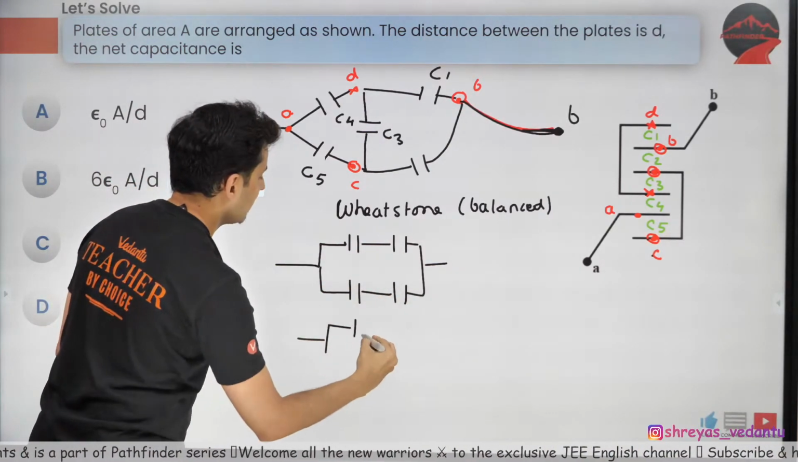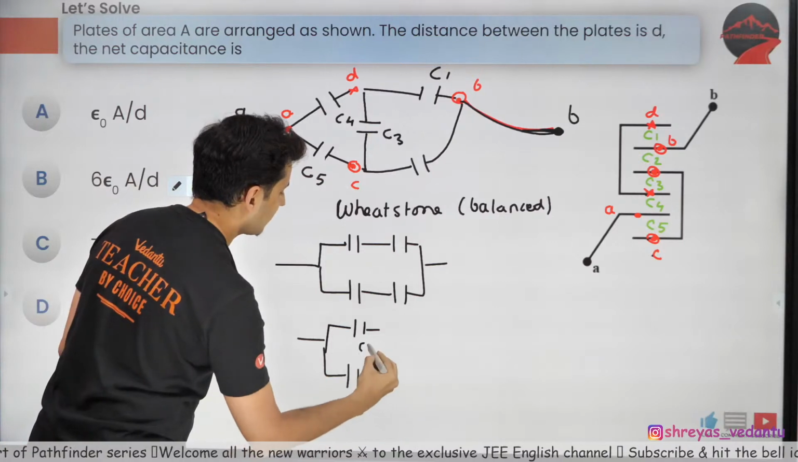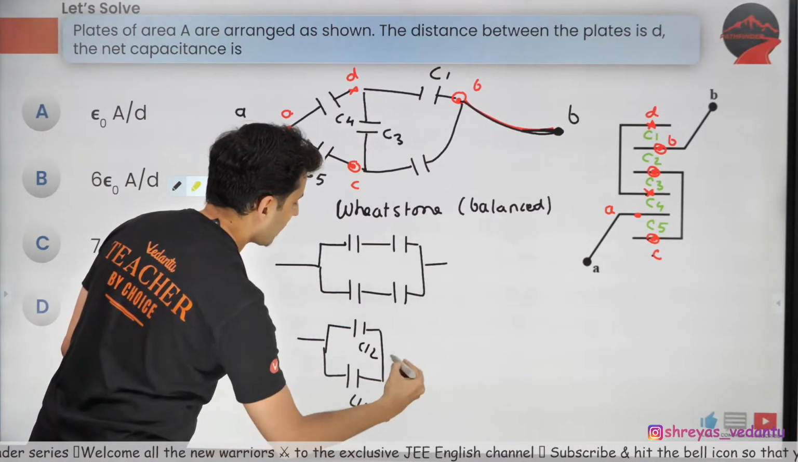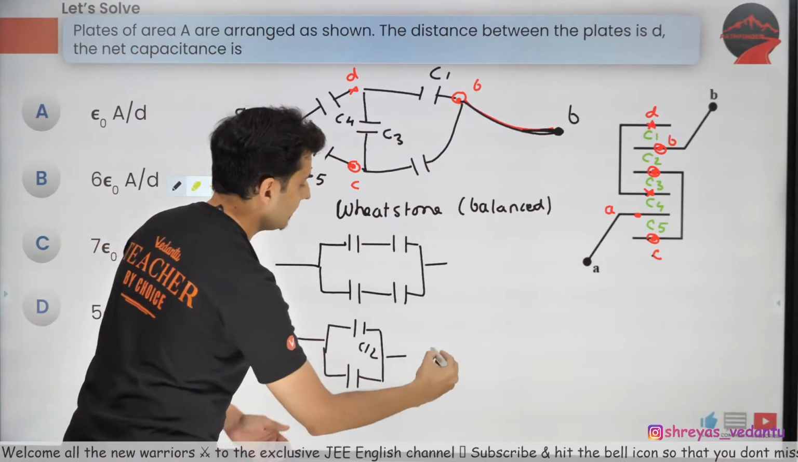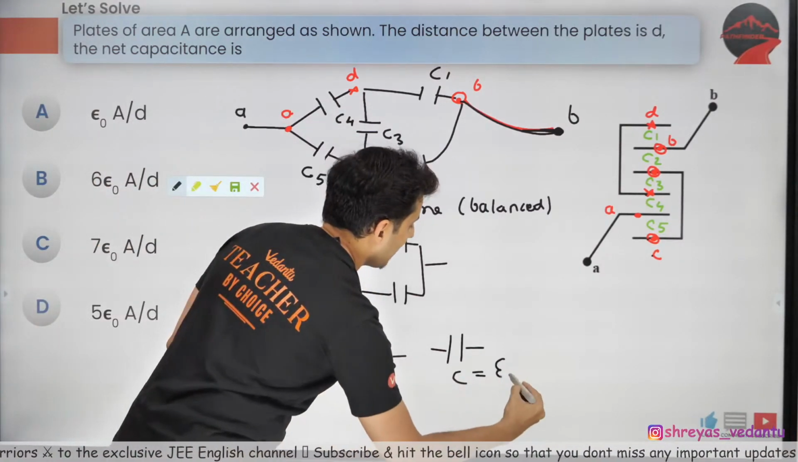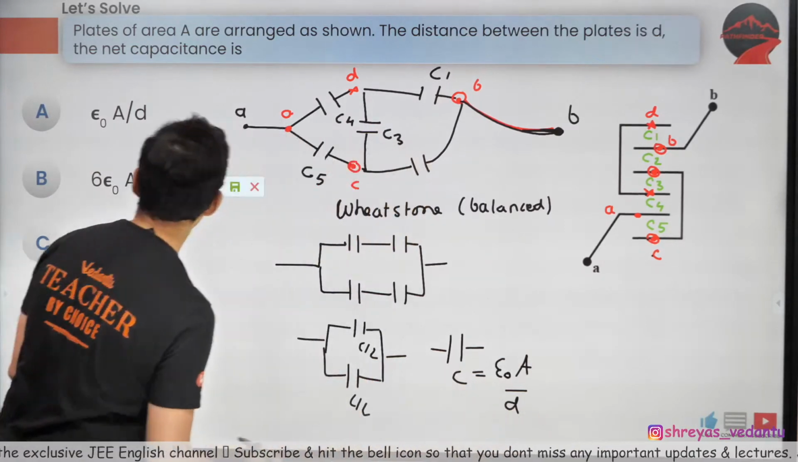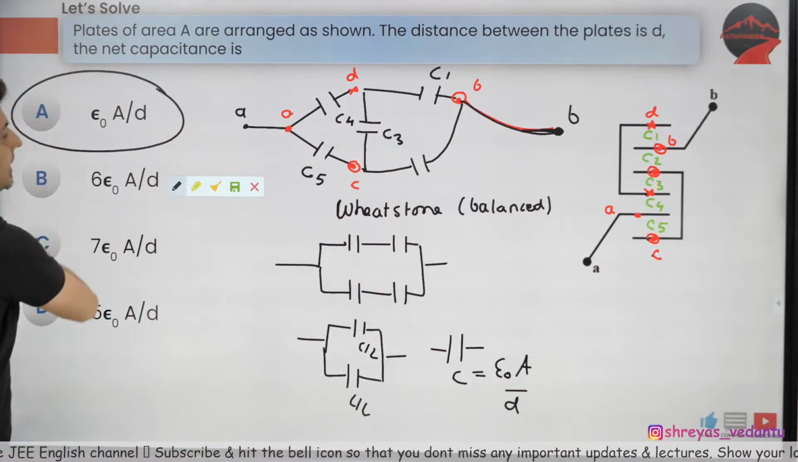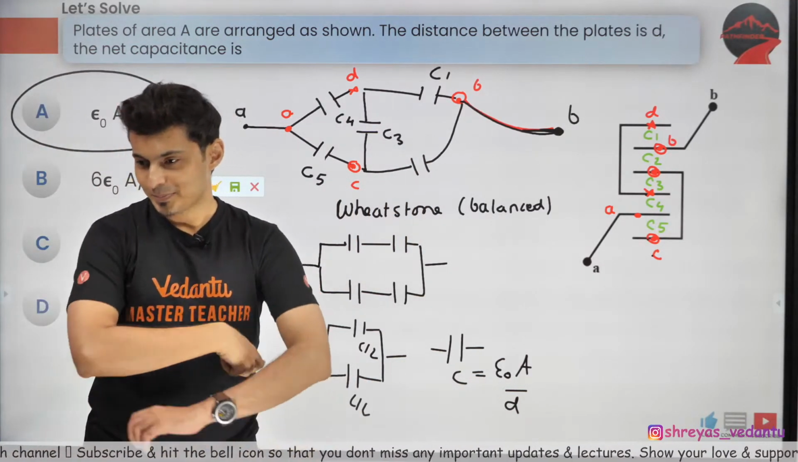So when in series, the capacitance becomes half. This is C by 2, this is C by 2. And these two are in parallel. So in parallel, you add them. So it will become C. And what is C? C is nothing but epsilon naught A by D. Hence, the correct answer will be option A. Done, done.